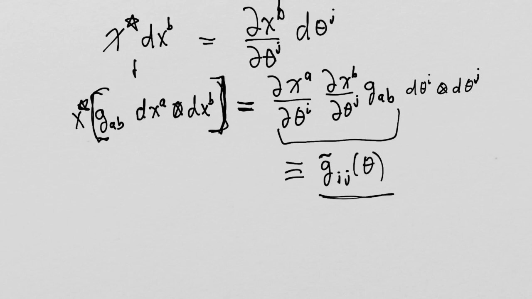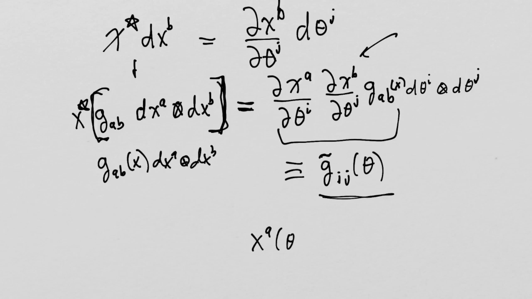But what's going on over here? Well, here, GAB is a function of X, dxa tensor product dxb. So what am I doing? Well, I'm taking that entire field and pulling it back. This guy here in principle is a function of x. GAB is a function of x no matter how you look at it. So these guys, however, are functions of theta, because xA is a function of theta 0 dot dot dot to theta n minus 2. So those derivatives are functions of theta. So this is already a function of theta.